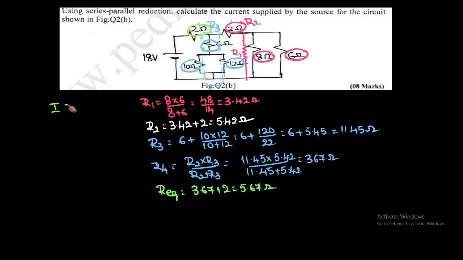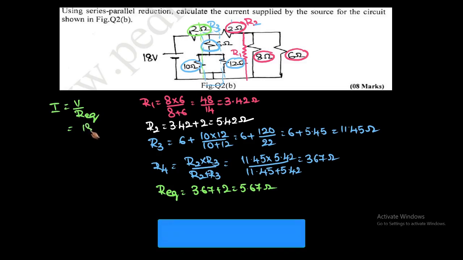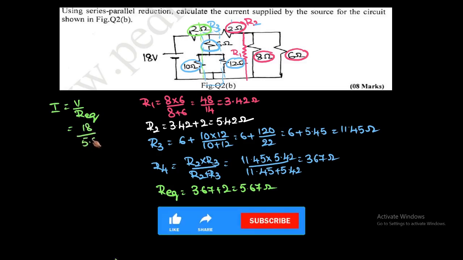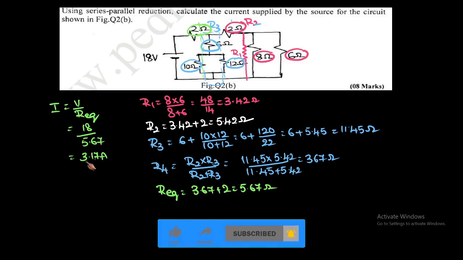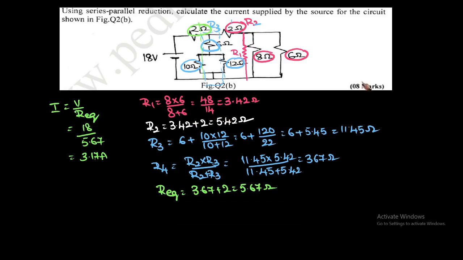I is equals to, he is asking V by R equivalent, you know from Ohm's law. So what is V? 18 divided by 5.67. So what is the answer you are going to get? I will be 3.17 amperes. Okay, so this is the simple way the problem is solved. You can observe here the problem is given for 8 marks. Okay, so like this you can solve this problem.